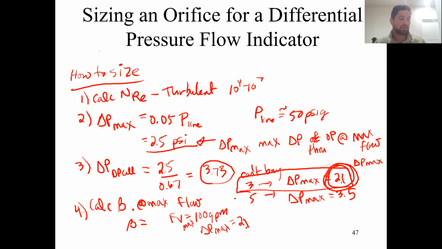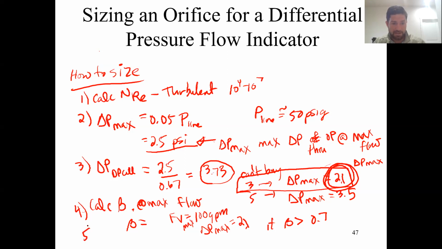Okay, so now if we calculate beta and it's greater than 0.7, that means we'd have to use a DP cell that has a larger range so that we can bring that beta down. We'd need a larger pressure drop in the beta term to have a smaller beta. If beta is less than 0.7 at the maximum flow, that's fine. Then we would go down and calculate beta at the minimum flow.